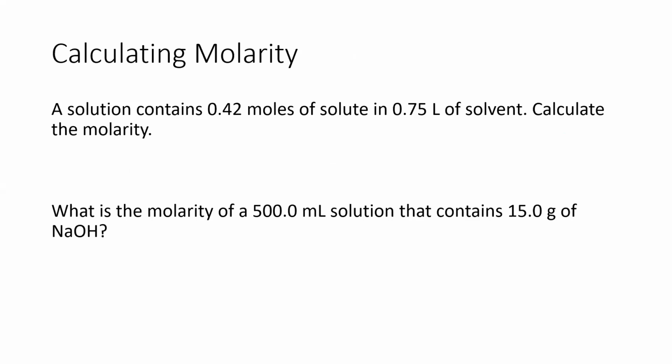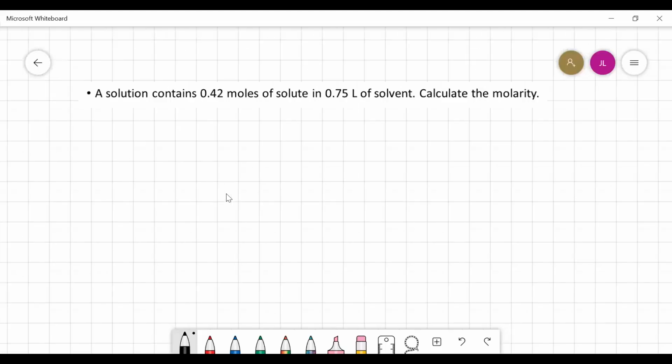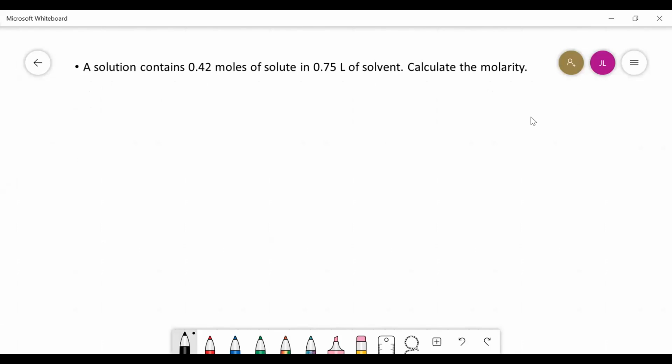So let's talk about calculating, and I'm going to switch over to another screen in just a second. We want to focus on a simple calculation: a solution contains 0.42 moles of solute in 0.75 liters of solvent. So let's switch over to my document here.